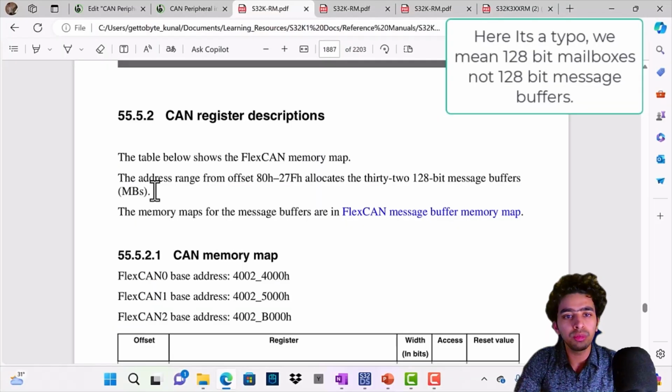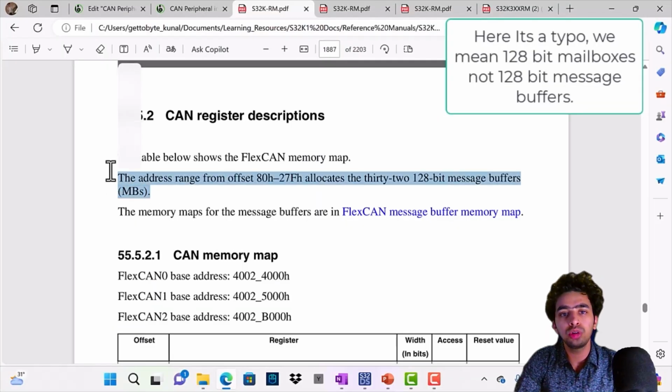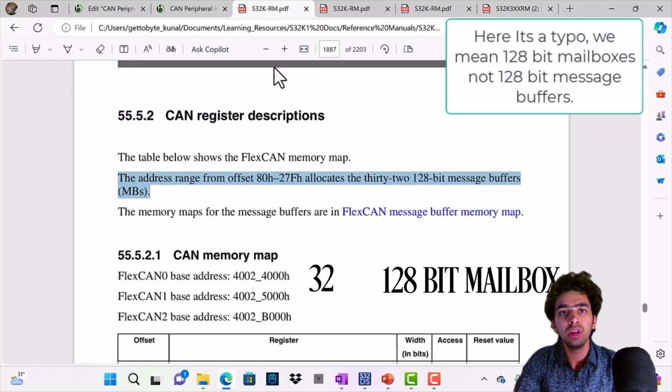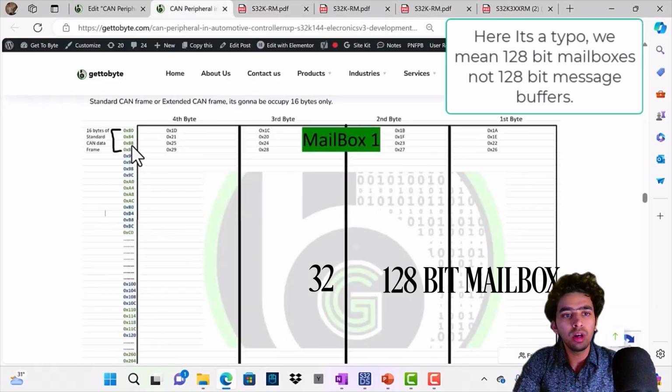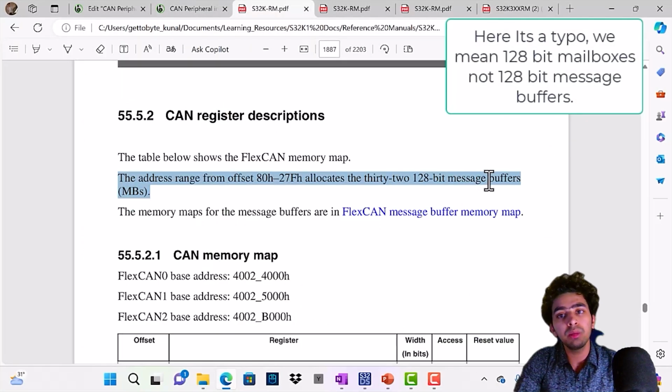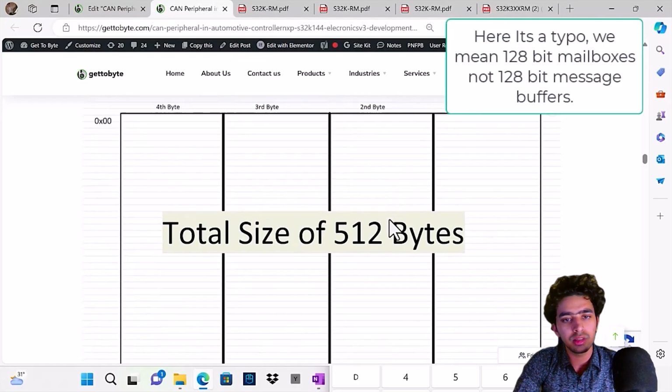The address range from the offsets 80H to 27FH allocates the 32 128-bit message buffers, MBs. Now 128 bits is basically 16 bytes. Okay, that is 32 message buffers of 16 bytes each for the FlexCAN module in the K1 series.